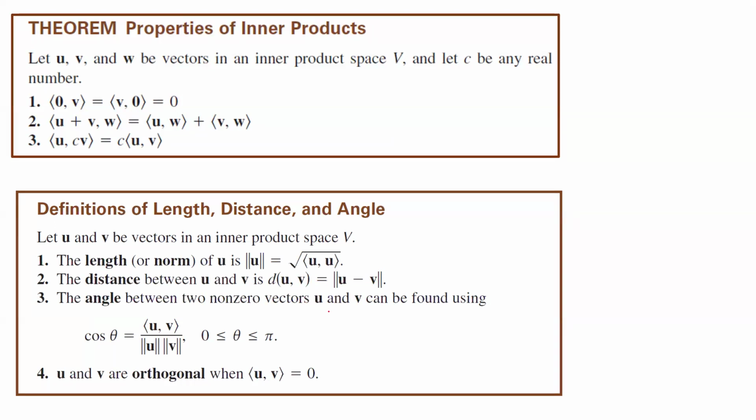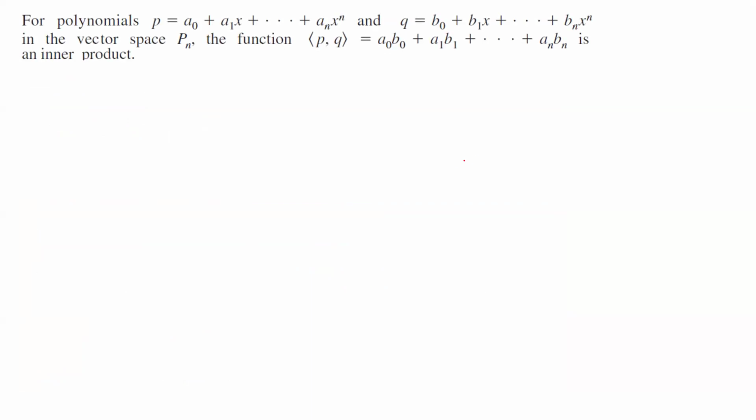The angle between two non-zero vectors like u and v can be found using cosine theta, which is the inner product between u and v divided by the magnitude of u times the magnitude of v. Now, please note that we are imposing the condition that theta is bounded between 0 and pi. Two vectors in the inner product space V are called orthogonal if the inner product between them is equal to 0. With these properties, consider the vector space of polynomial functions of degree n and less.